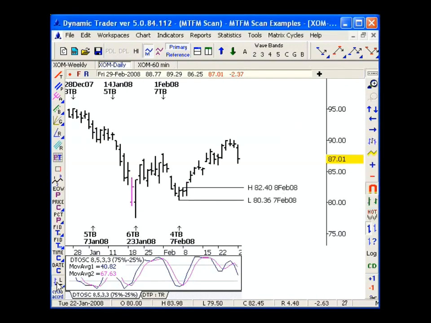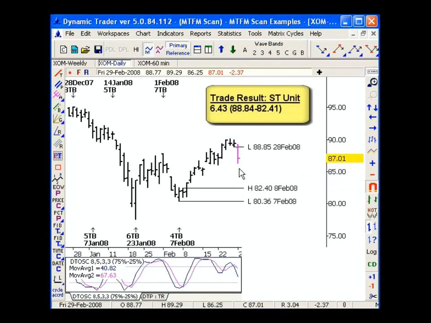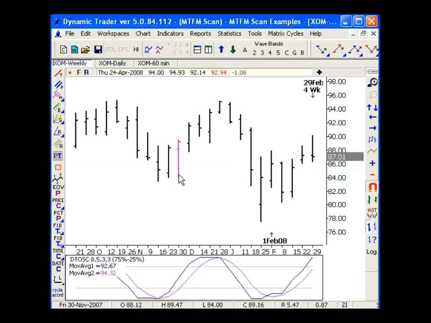So we were stopped out of the 1 unit, 1 tick below the 1 bar low, and so we had a gain of a little over 6 points on the short-term unit. So we were stopped out on February 29th, which just happened to be a Friday. Let's take a look at the weekly data and see if it's overbought yet or not. Here we have the weekly data as of the week ending February 29th. That's the same day we got stopped out.